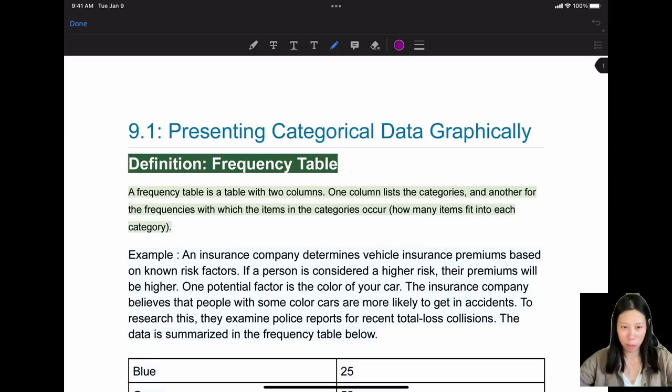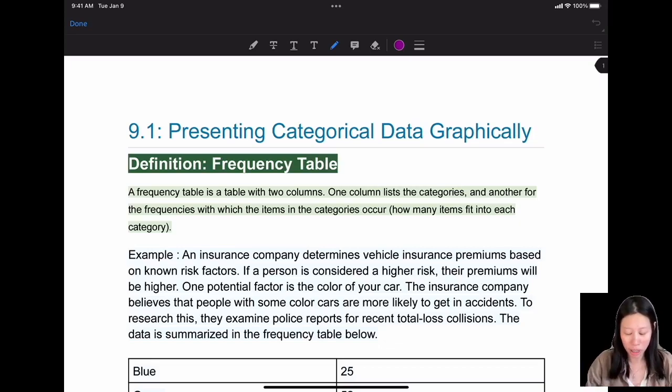What is a frequency table? A frequency table is a table with two columns. One column lists the category and another column is the frequency with which the category occurred. So how many items fit in each category?